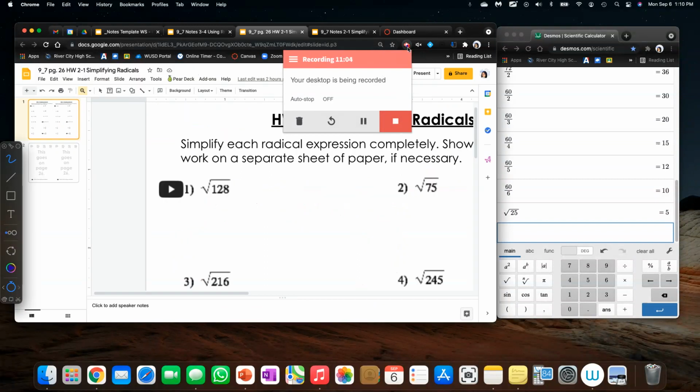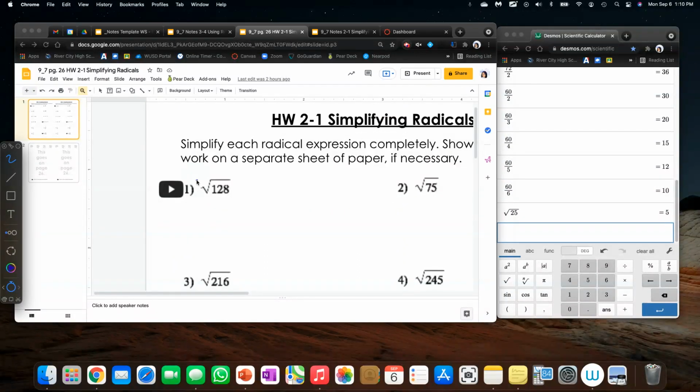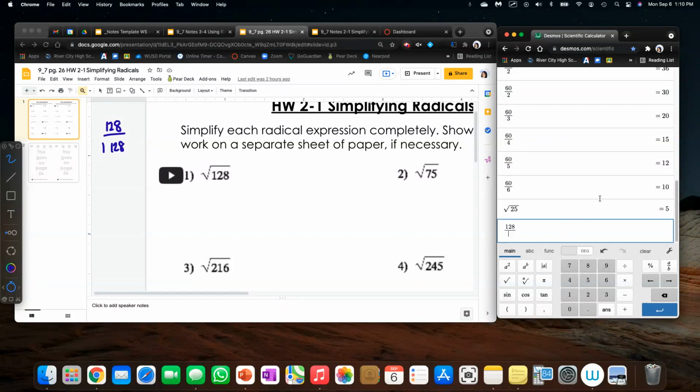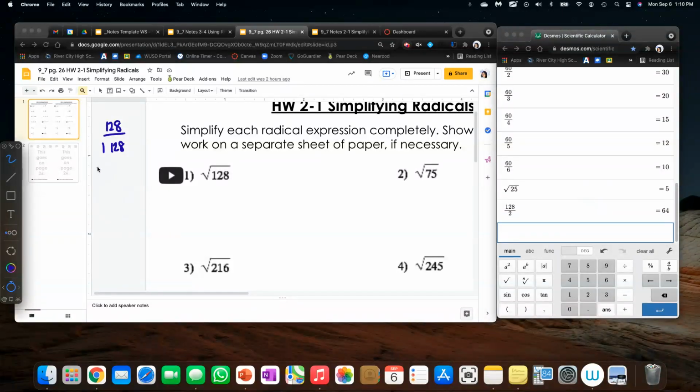All right, now I'm going to go over just some of the homework problems here. So starting with problem number 1, square root of 128, we need to simplify. So first thing we're going to do is list out our factor pairs of 128. So 1 and 128 divided by 2, 2 and 64. So again, this is one of those cases where I can actually just stop. If you see a perfect square come up, this is the largest perfect square that you're going to get because these numbers are just going to get smaller from here.